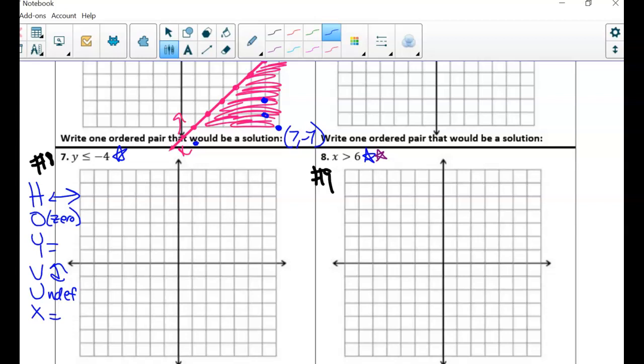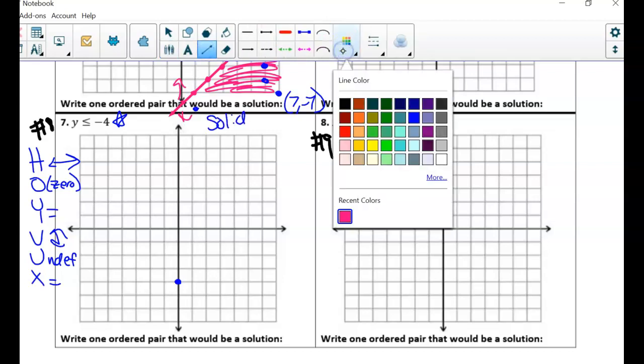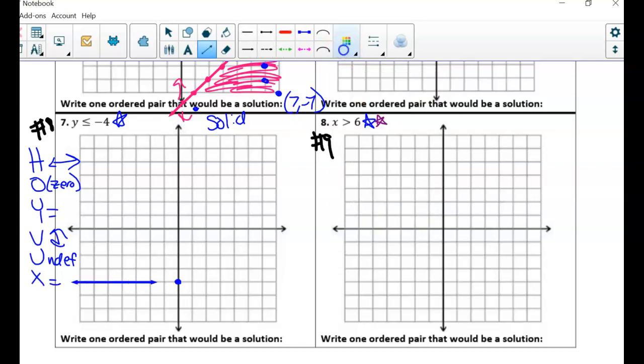For number 7, would this be a horizontal or vertical line? Horizontal. So this would be a y, it's going to be horizontal. At -4, you can plot a point. Would this be dashed or solid? Solid. So when we make our line, it's going to go all the way across at -4. And with y inequalities, it's really easy to see above or below, because below has to be below this line.